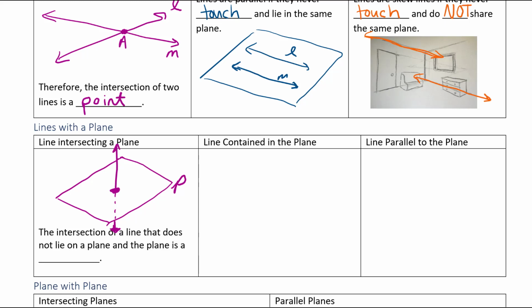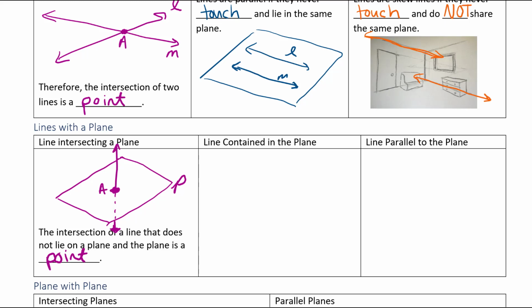Now the intersection of a line that does not lie in the plane, okay, because this line isn't in the plane, this is intersecting the plane. So the intersection between the line and the plane is just a point. So this point, we'll call that point A, okay, where the line intersects the plane.